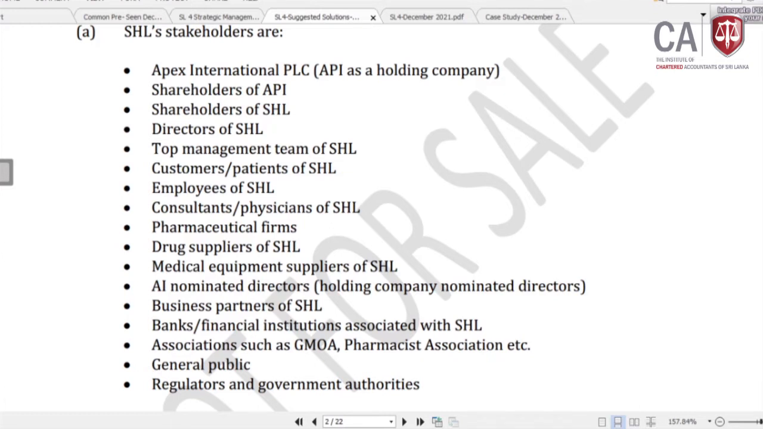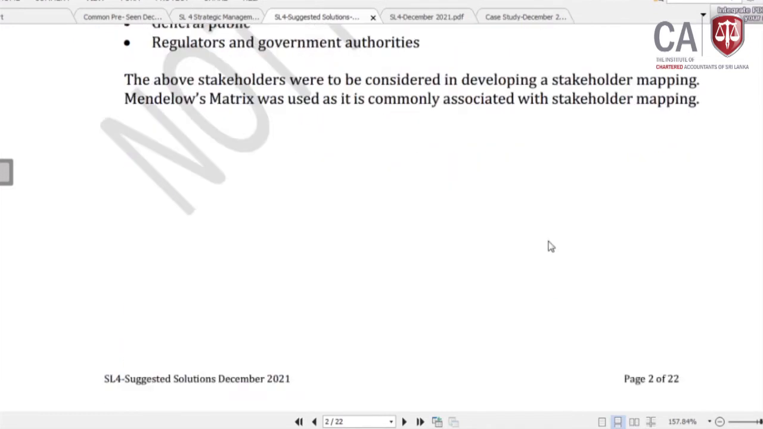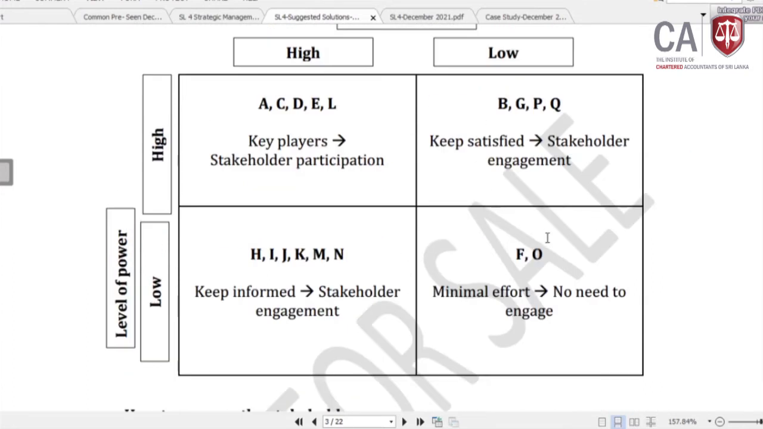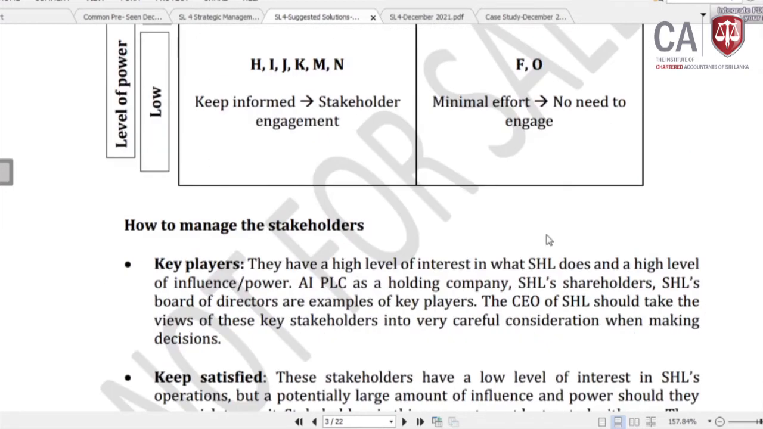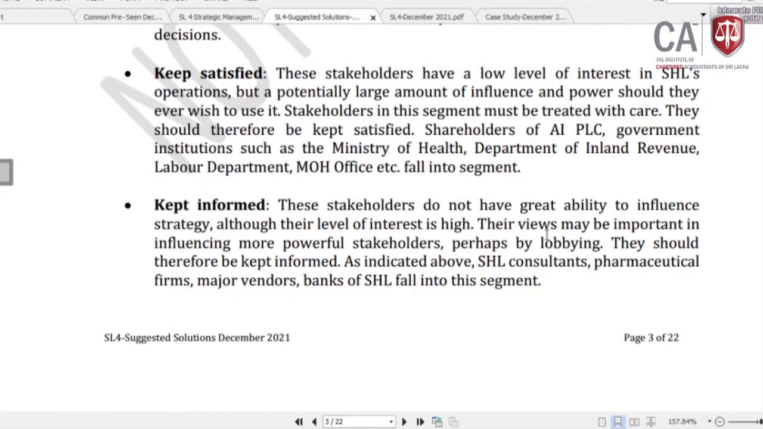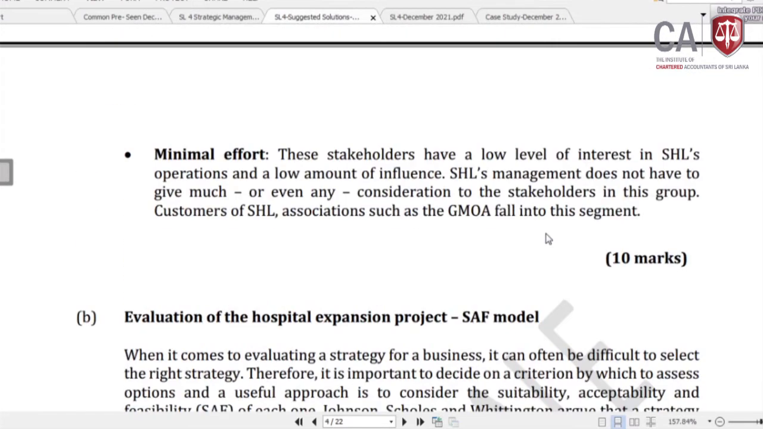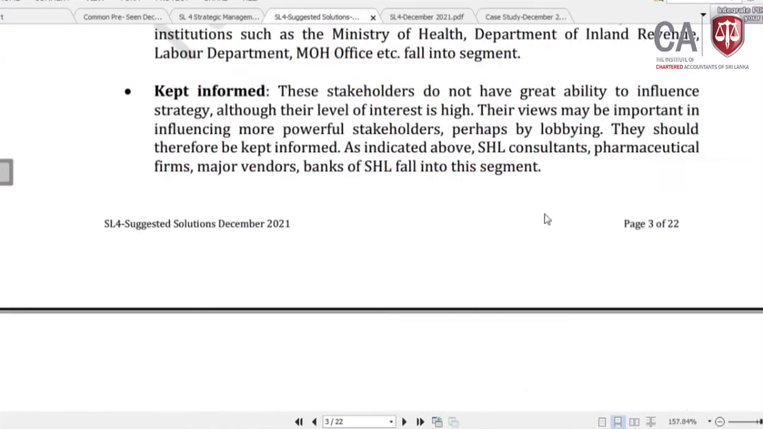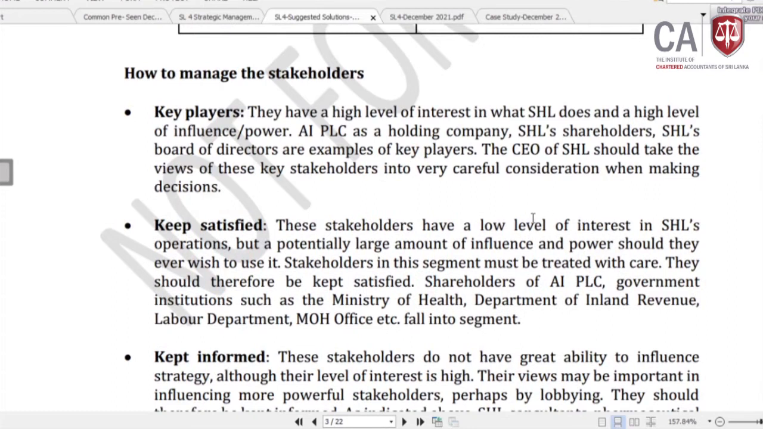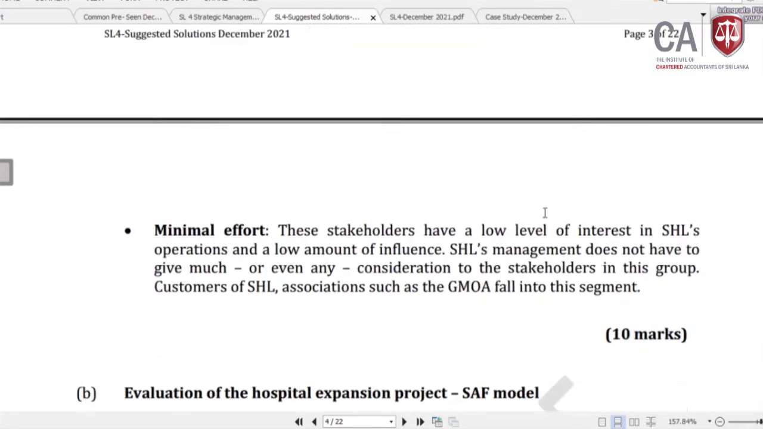Then he has put them into that Mendelow matrix. I have done that one, right. Then explain these 4 strategies, right. Now you can see the explanations.